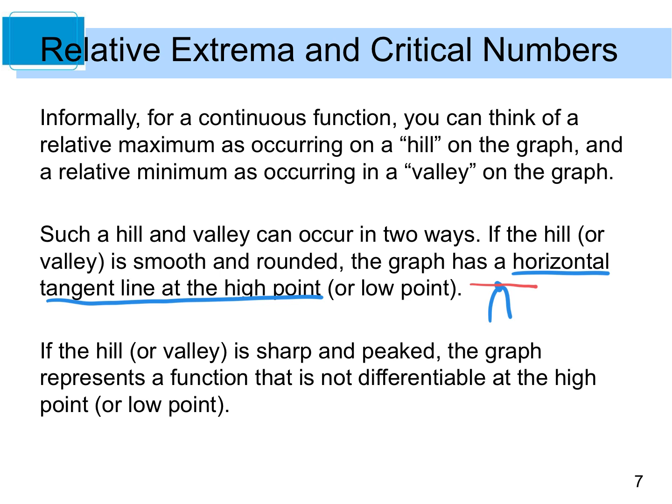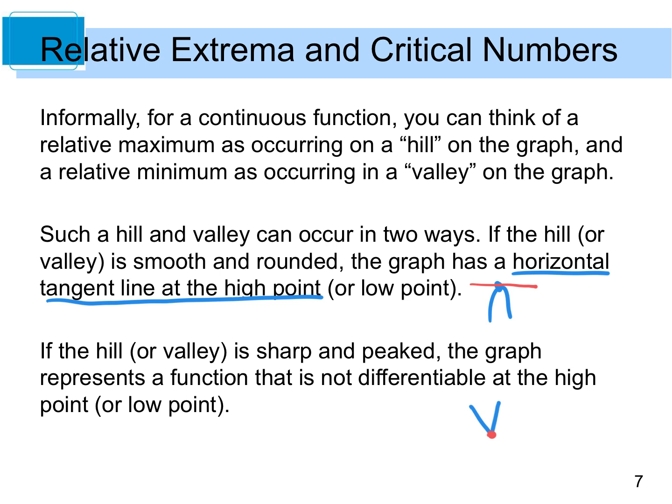And then if the hill or the valley is sharp and peaked, so if we had something like an absolute value graph where it's a sharp turn, the graph represents a function that is not differentiable at the high point. So at this point, or the low point, this point would be not differentiable, but that would still be a relative minimum.